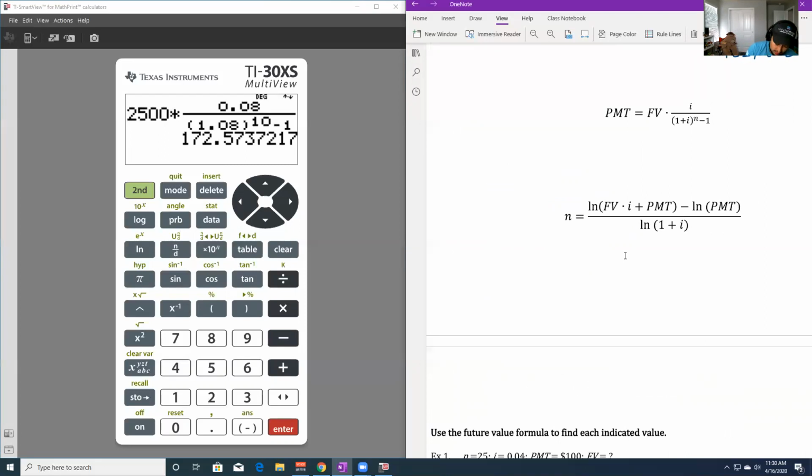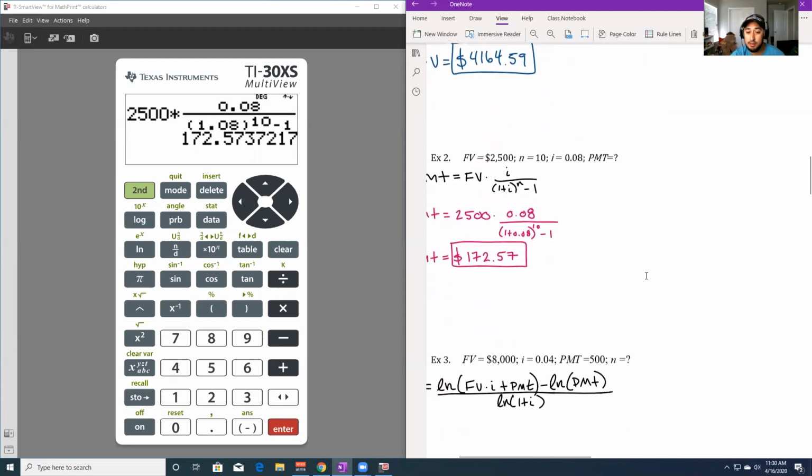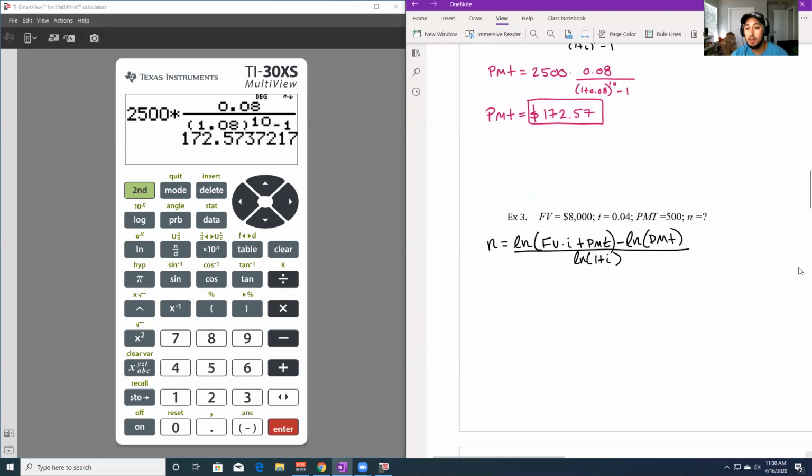So we get n equals the natural log of future value times I plus payment, minus the natural log of payment, all over the natural log of 1 plus I. All right, FV times I plus payment minus natural log payment, natural log 1 plus I. Okay, perfect. Now I'll scroll back down. There's the formula. Okay, they're giving us all the pieces. Let's plug them in.